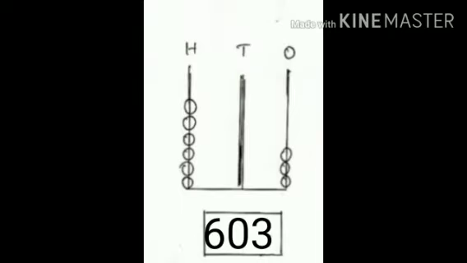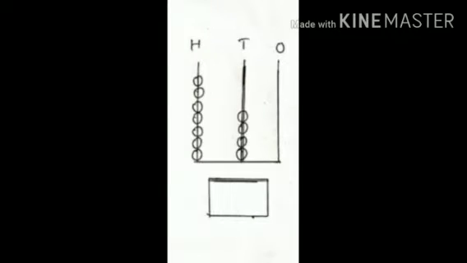And the last one: hundreds place the number is 7, 7 beads are there, and tens place there are 4 beads, and ones place there is nothing. So we will write 0 there. So the number is 740. 740 is the number of this abacus.